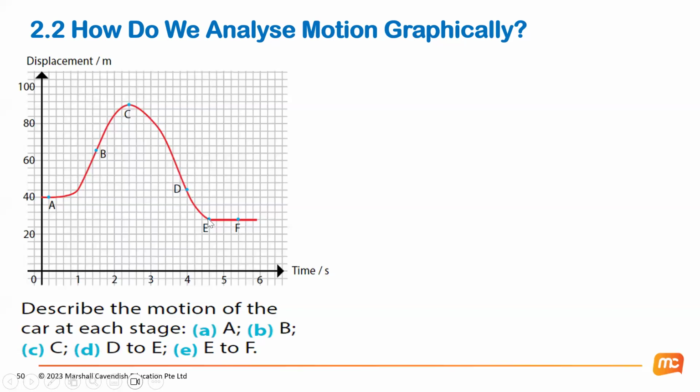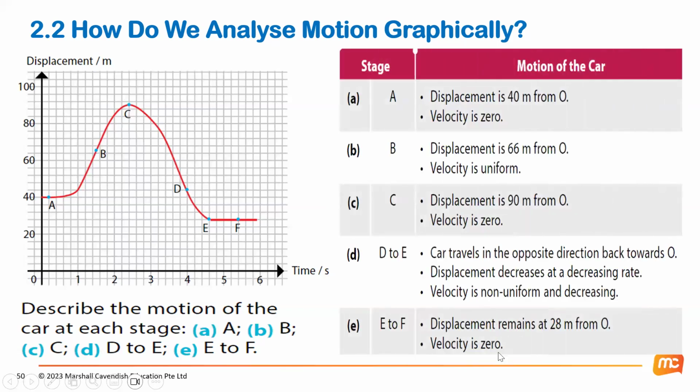From D to E, it's not a straight line, it's a curve. The gradient is getting more and more gentle, so it's a decreasing gradient. So I have decreasing velocity, but it's in the opposite direction, because the gradient is negative now. And then E to F is again a straight line, so velocity is 0. You need to take note that from C onwards, the gradient is negative, which means my velocity is negative, moving in the opposite direction.